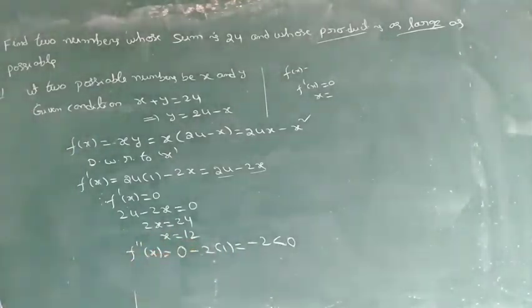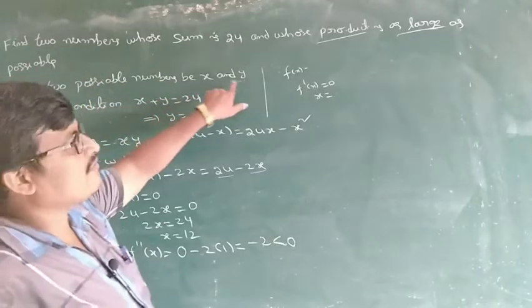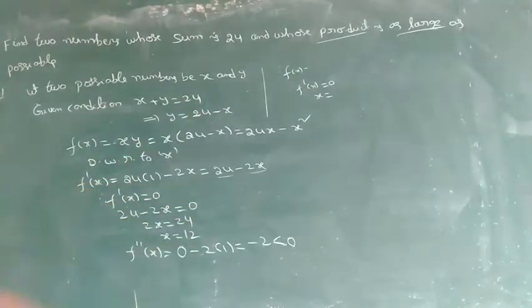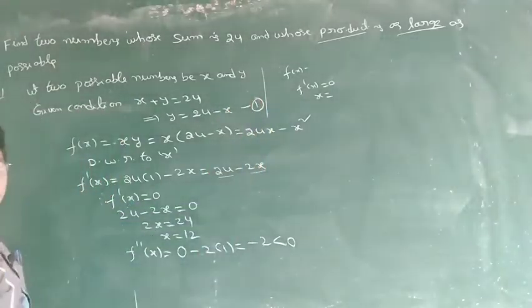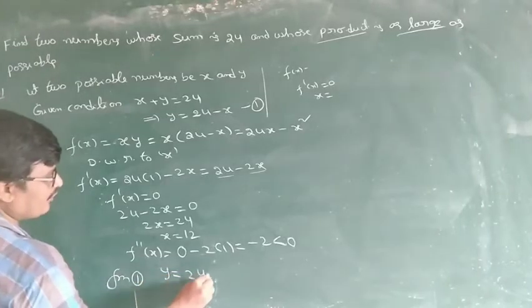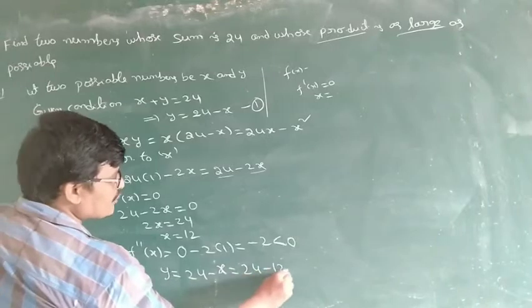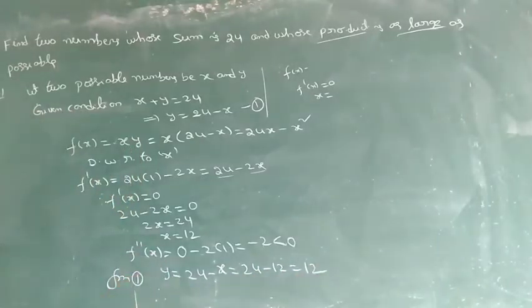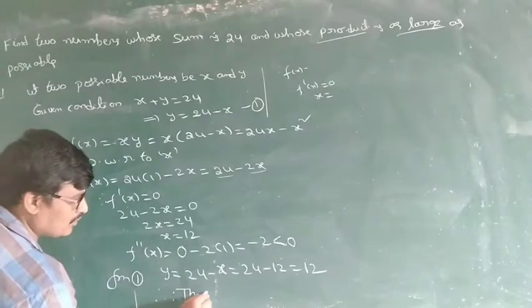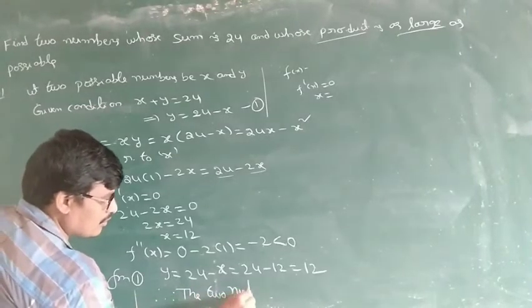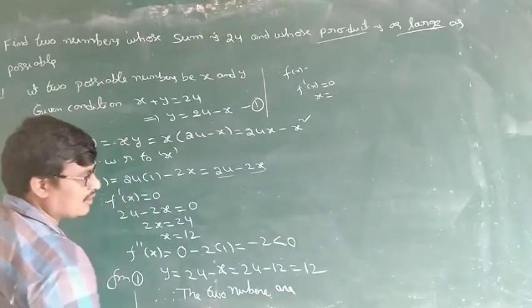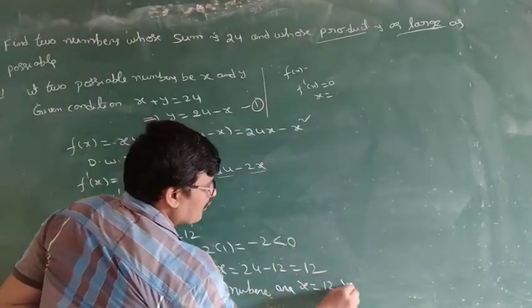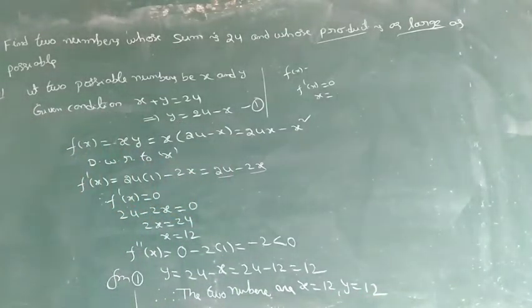So x is 12. What is the final one? What we have to find out? Find two numbers, taken as x and y. Already x is there. Next we have to find the y value. From equation 1, y is equal to 24 minus x, 24 minus 12 is equal to 12. Therefore, the two numbers are x is equal to 12, y is equal to 12.